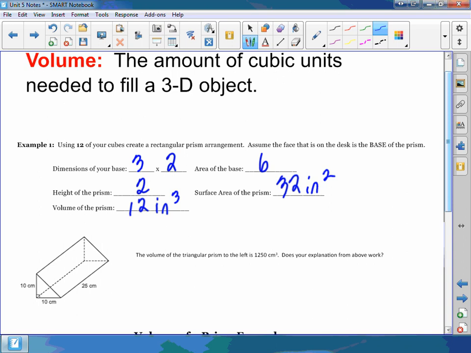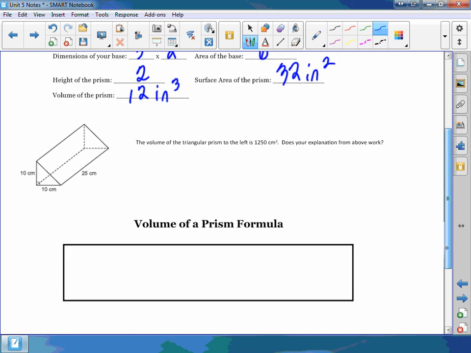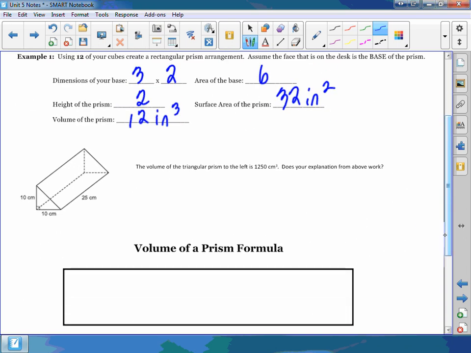All right? So I asked you, how do you find the volume of these? And what did we say? Go ahead, Brady. I got, for a regular prism, base times height. But for triangular prisms, base times height divided by 2.